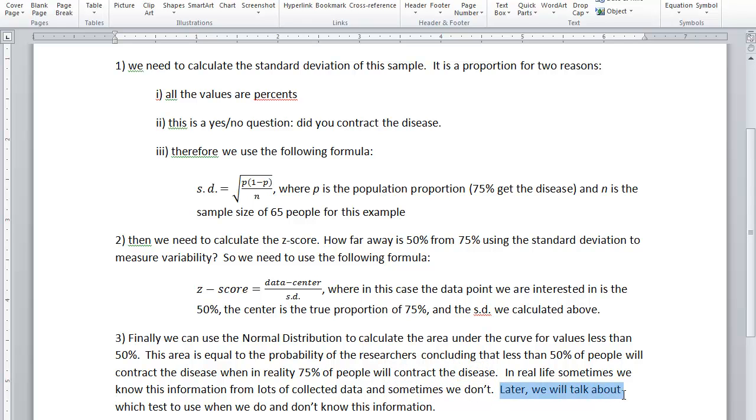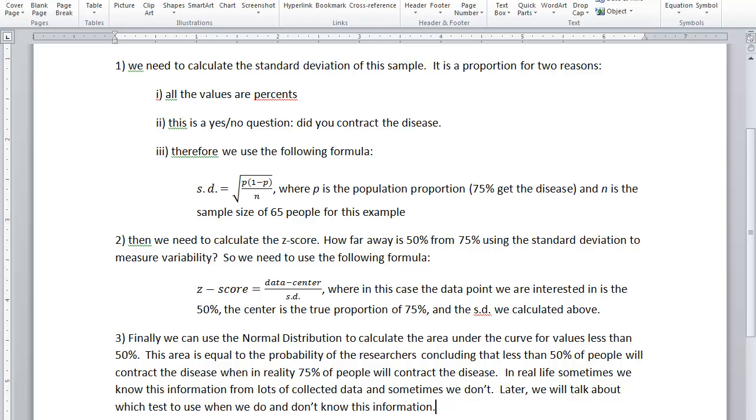So later on in this course, and probably any statistics course you take, we're going to talk more about this and which test to use. Preview: are you going to use a hypothesis test or a confidence interval when we do and don't know this information? This is coming later, but they're scaffolding you up, giving you information so that you can work with the normal distribution and have a better sense of what's going on in these inferential tests later on.